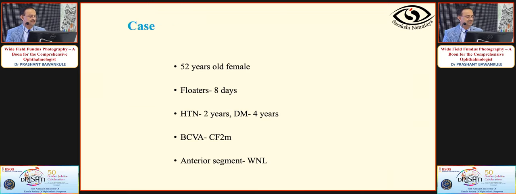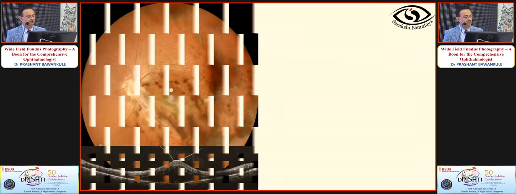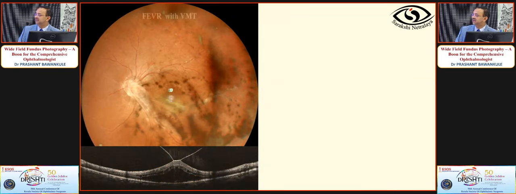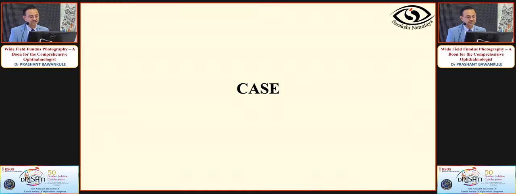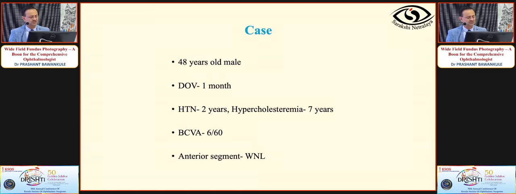Now this is another case, 52 years female, diabetic, hypertensive, and this is floaters. Patient was diagnosed to have epiretinal membrane, advised vitreous surgery. But when we look at a wide field photograph, I thought there is a pulling up of the blood vessels over here. And when we did a wide field angiogram, you can see there was again a case of a FEVR. This is post-operative photograph. So we did vitrectomy, endolaser, and this is the Ozurdex implant, which was placed here. So this is how it changes your way.